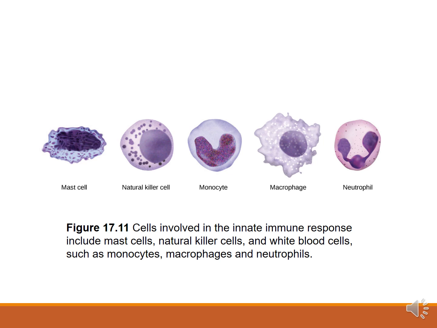This slide's just showing a variety of different types of cells involved in innate immune responses. We're not going to go over all of these. We mentioned the monocyte, which can be converted into the macrophage, the big eaters. We mentioned the neutrophils that are the first responders.